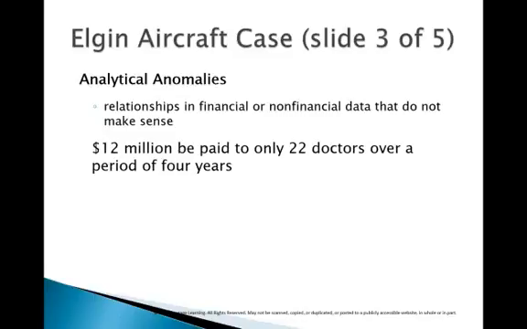The analytical anomalies, where the relationship in the financial and non-financial data did not make sense. Well, there was $12 million paid to only 22 doctors over a period of 4 years. So increasingly, only 22 doctors were getting the bulk of the medical reimbursements from Elgin Aircraft. That would have been a sign if internal audit had ever broken down payments by doctor.